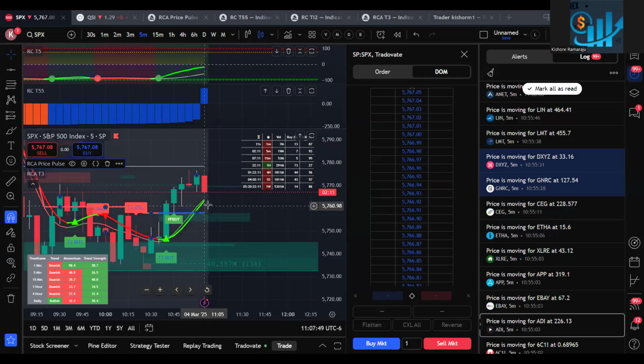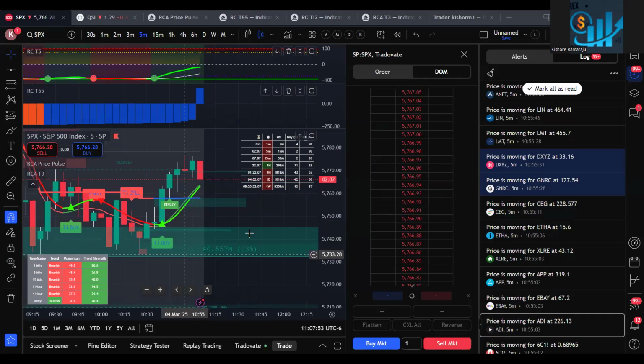If we come back to the T3 line and again bounce back, slowly buyers started coming. There is nearly a 40 million buy order block here. So price consolidated for some time and then started moving. Here you can see buyers. Here you can see buyers. The volume is slowly turning bullish.